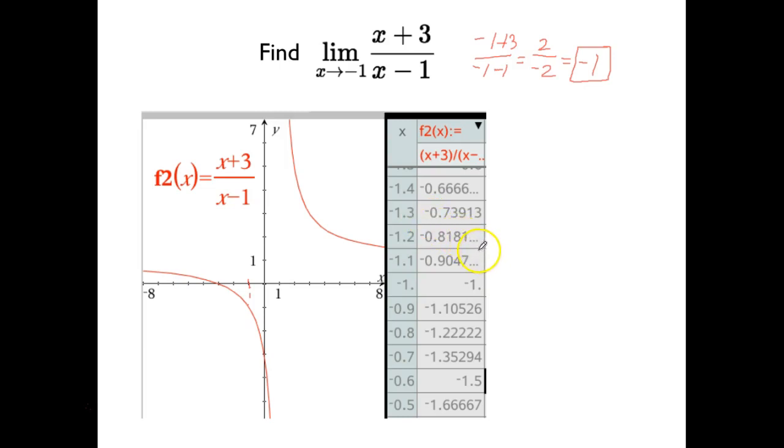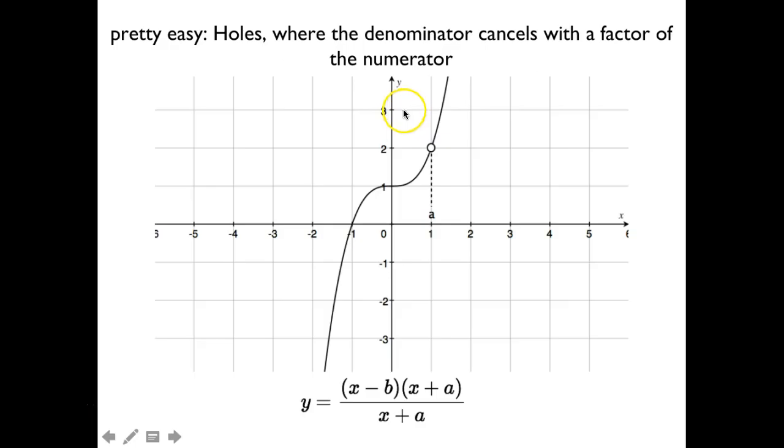Let's look at it tabularly. From the left, it's approaching -1. From the right, it's approaching -1. Left and right. Okay, so that's how you would do that problem if there was not a discontinuity at your x value that you're checking. Okay, let's go to the next one.